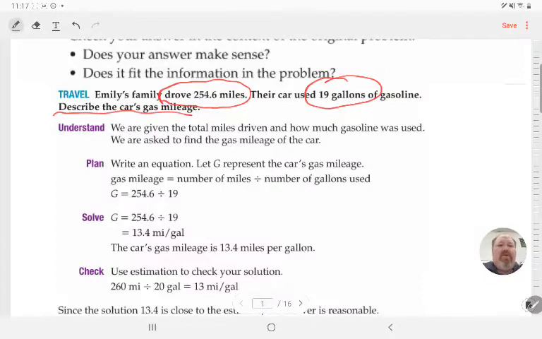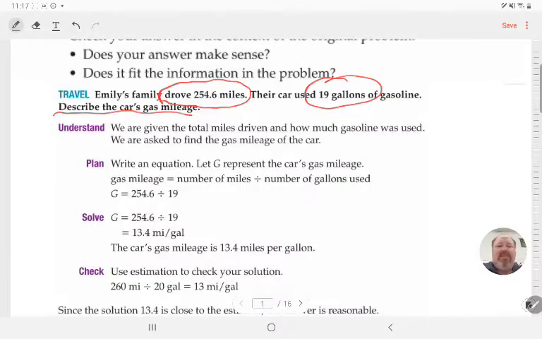So we could write an equation. We could let G represent the car's gas mileage. So the gas mileage would equal the number of miles divided by the number of gallons used, where G equals 254.6 divided by 19. Then solve, we just simply divide, and that gives us 13.4 miles per gallon.